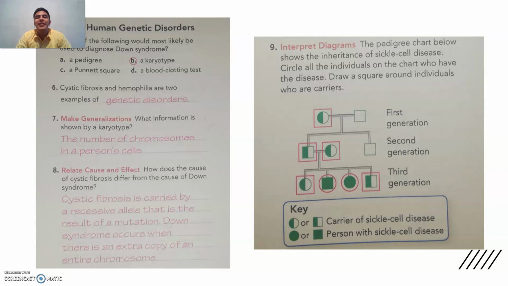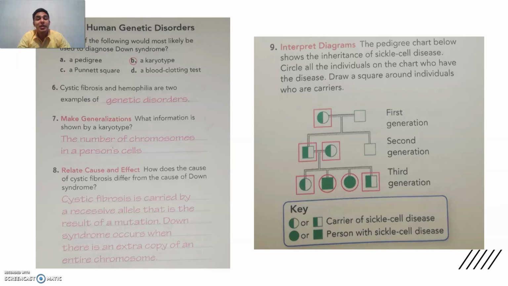Let's go with number 9, interpret diagrams. The pedigree chart below shows the inheritance of sickle cell disease. Remember that sickle cell disease is a change in the blood cells, in which some of them are going to be larger and can cause obstruction in the vessels of people. Circle all the individuals on the chart who have the disease. Draw a square around individuals who are carriers.